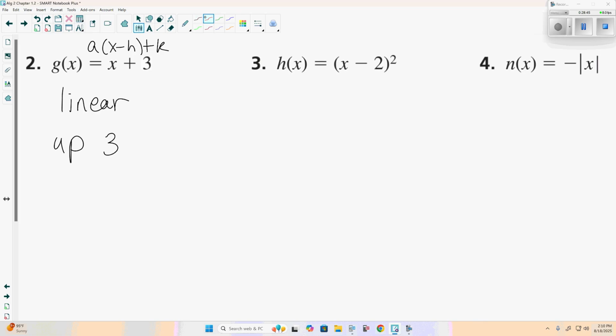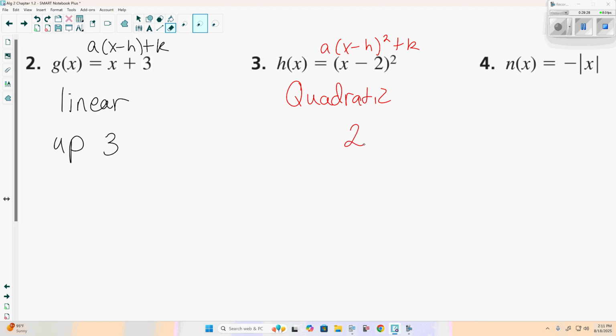Let's look at the next one. h of x equals x minus 2 squared. It would indeed be quadratic. That square, that exponent of 2, tells us this is a quadratic. Do we have a value for a other than 1? No, there's not a number in front of the parentheses. Do we have a value for k? Do we have a value for h? Its value is 2.